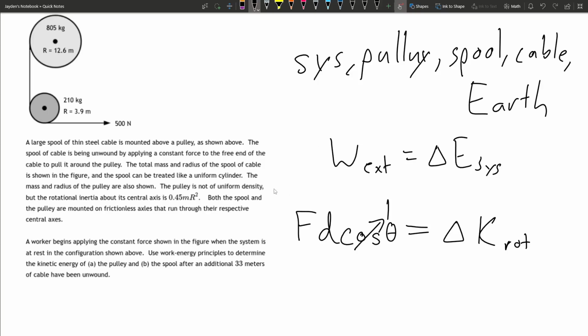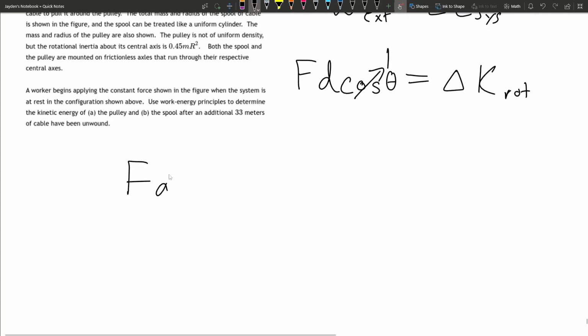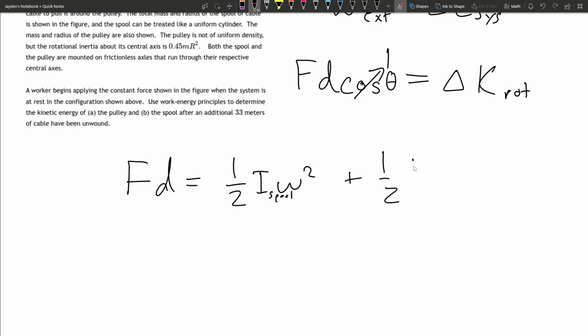It says right here that they're mounted on frictionless axles that run through their respective axes, and that it's not translating. I'm pretty sure it says it here. Well, I guess we can just assume that. So F d is equal to 1/2 I omega squared of the spool plus 1/2 I of the pulley omega squared.